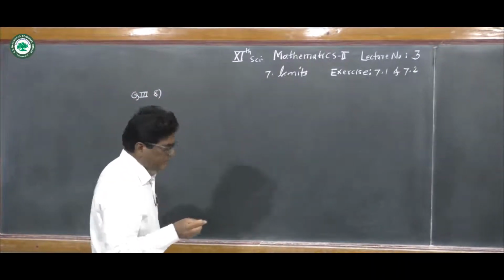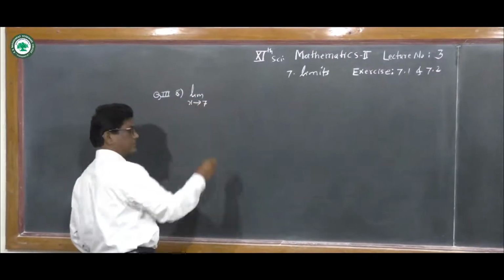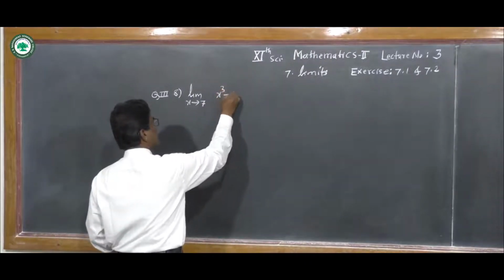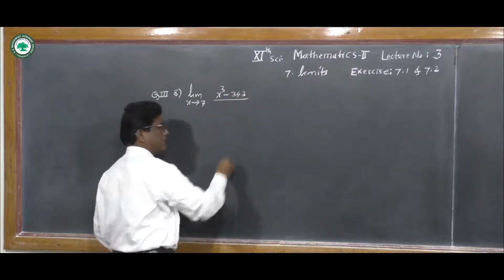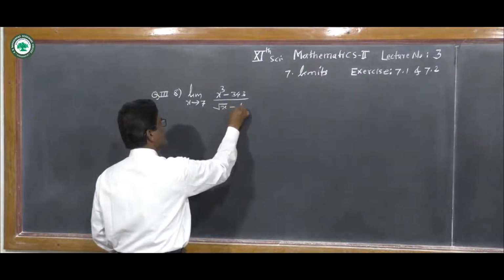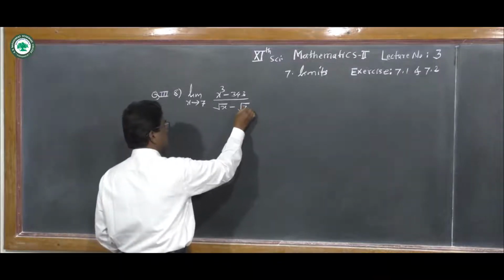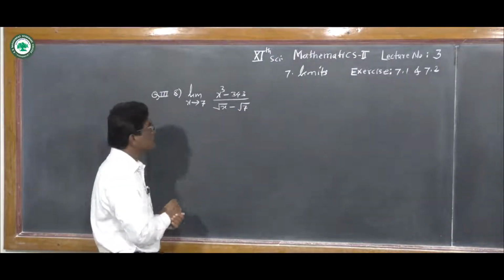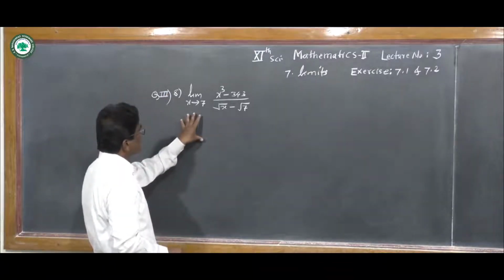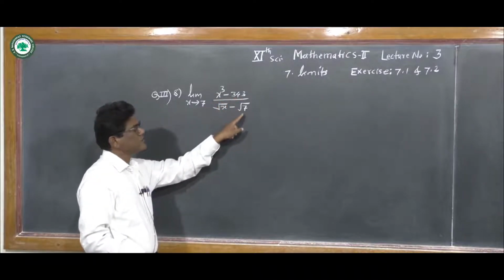Limit x tends to 7, (x to the power 3 minus 343) divided by (square root of x minus square root of 7). Now here we have to evaluate this limit. Question number 3 is evaluate the following limits, and the 8th problem: limit as x tends to 7, x cube minus 343 divided by root x minus root 7.